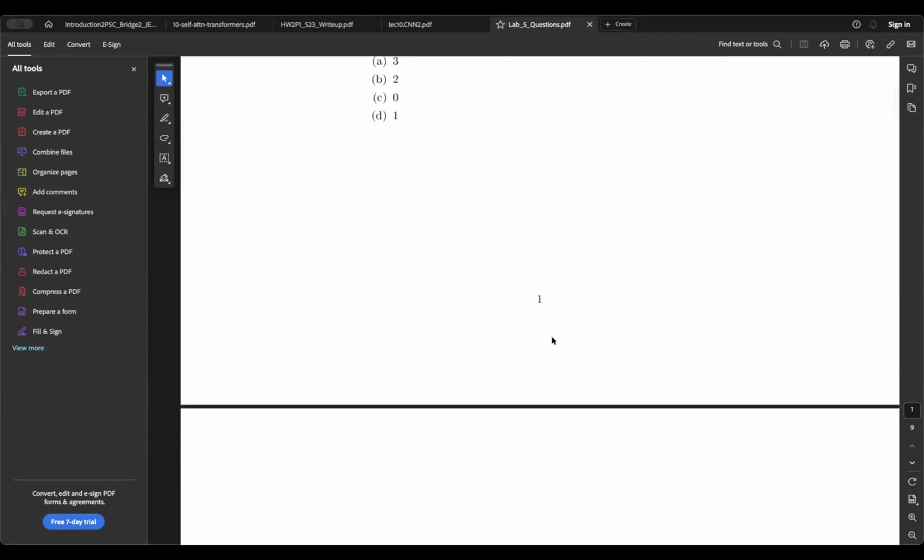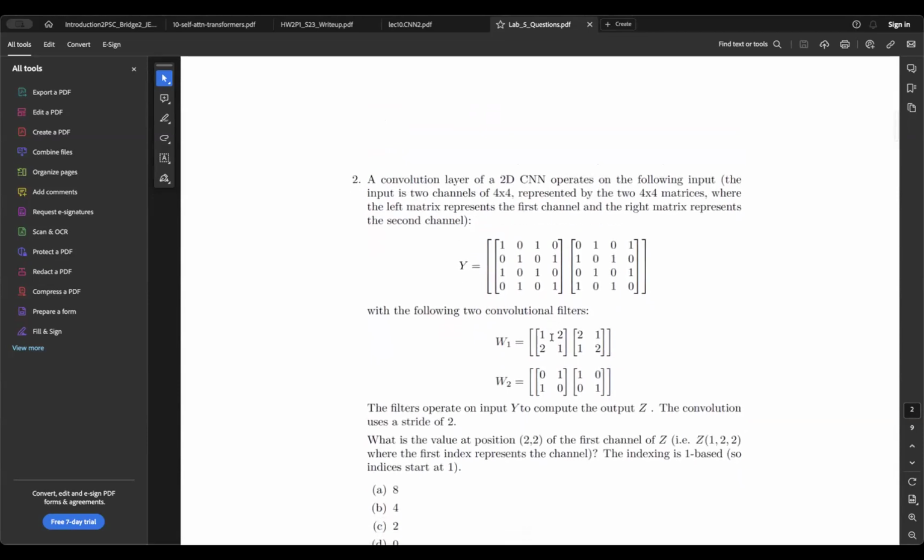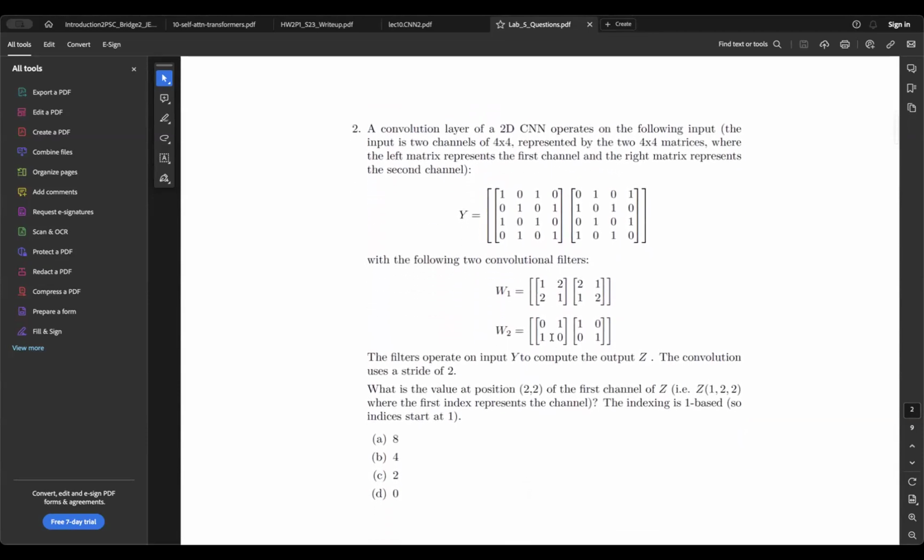So now we shall look at the second question, which is a bit more complicated, but will enable you to work out what happens when we have multiple channels and 2D CNNs. The question reads: a convolution layer of a 2D CNN operates on the following input. The input is 2 channels of 4 by 4 represented by the two 4 by 4 matrices, where the left matrix represents the first channel and the right matrix represents the second channel, with the following convolution filters.